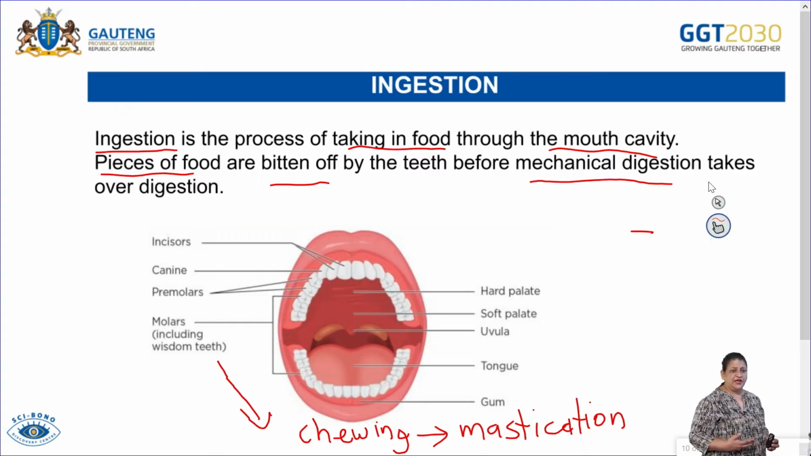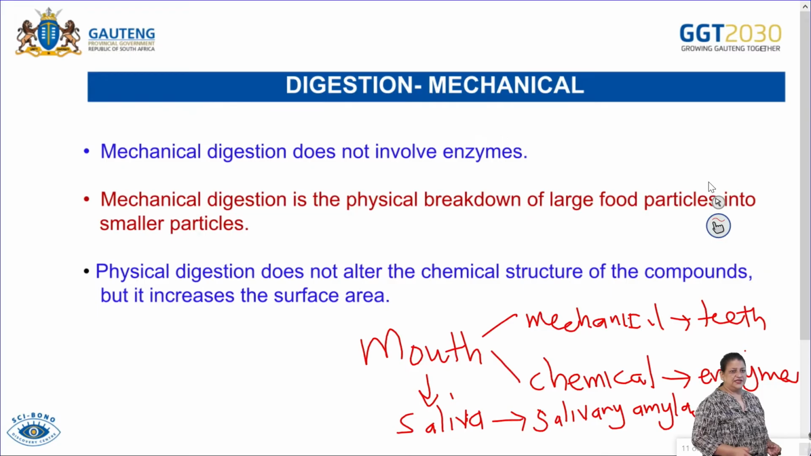Why must food be broken down? So enzymes can work better on it. When enzymes work better on it, what type of digestion is it? Chemical. Chemical because it's enzyme. Enzyme is a chemical. In the mouth, when is chemical digestion occurring? Chemical digestion occurs because the salivary glands produce salivary amylase. Amylase breaks down starch into maltose. Okay.